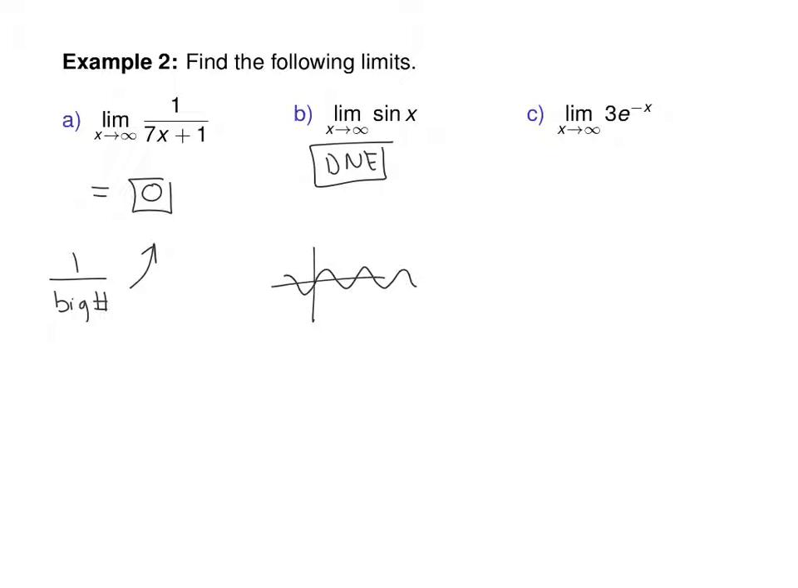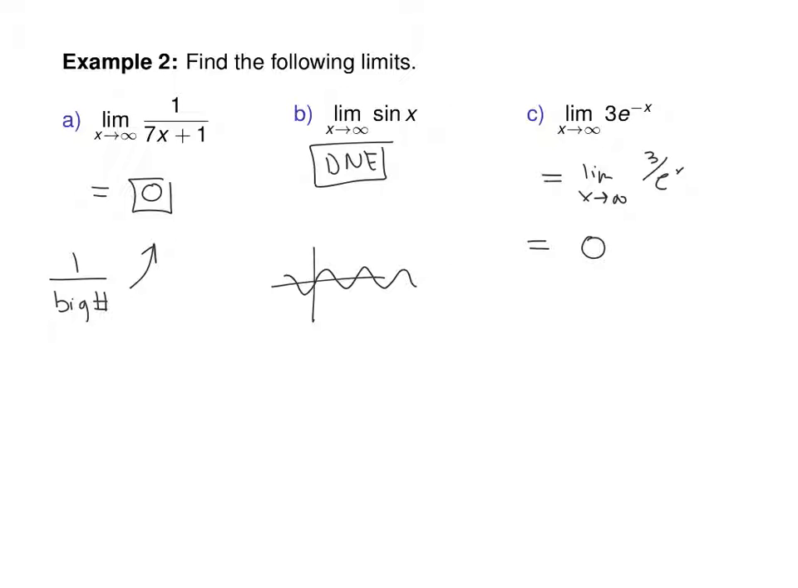Part C is kind of like part A in disguise. What I mean by that is this is the same thing as the limit as x goes to infinity of 3 over e to the x, because that's what negative exponents are like. And what happens when you plug big numbers into e to the x? It goes huge. e to the 1,000 is ginormous, your calculator can't do it. 3 divided by big numbers makes 0. It gets to 0 a lot faster than, say, part A does.